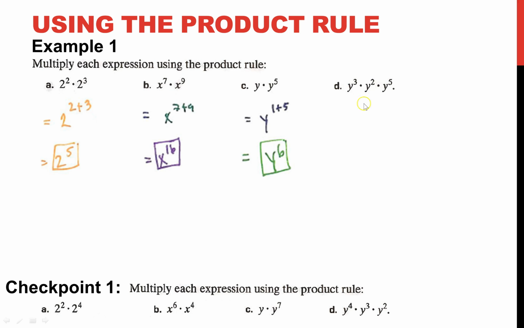And d, I'm getting as complicated as I can when I'm using the product rule. There's 3 terms, so I'm going to add all 3 of them up. And that, of course, is 10. So go ahead and use these examples to guide you through checkpoint 1. Pause the video, and I'll be here when you get back.